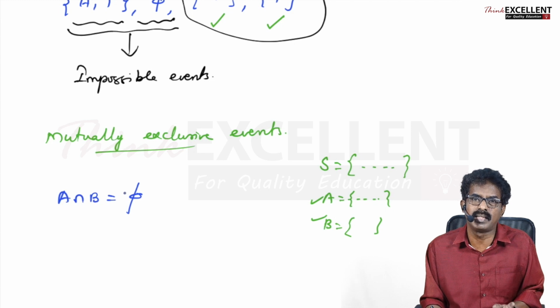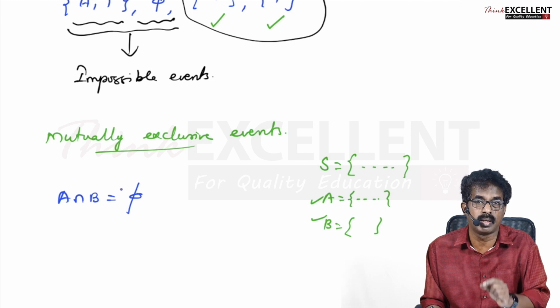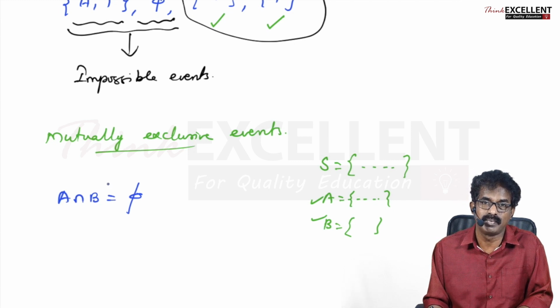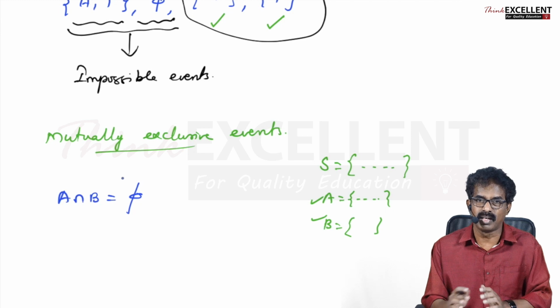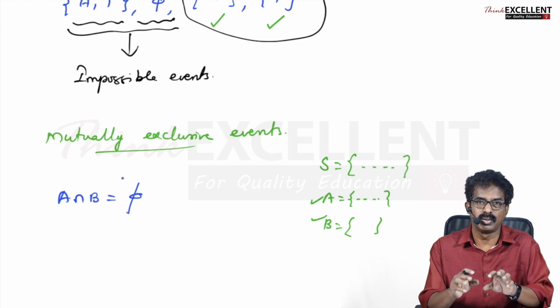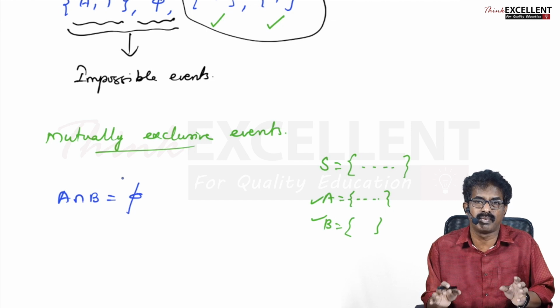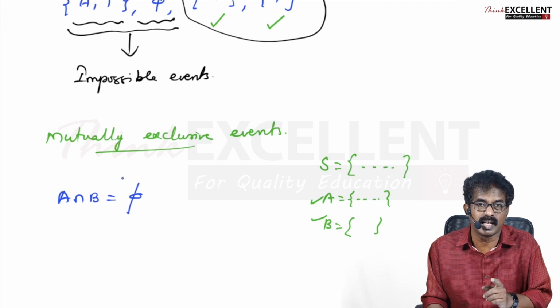So nothing is common there. Then those two events are called what? Mutually exclusive events. You can recall the results you studied in sets. In sets also you studied a result like this, no? If nothing is common, so two sets are not overlapping, nothing is common. When you find the intersection, you get the empty set, then those sets are called disjoint sets, right?